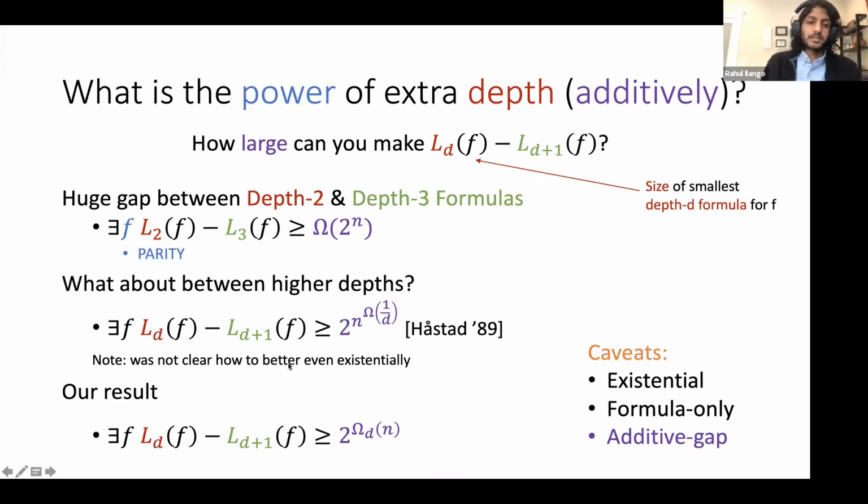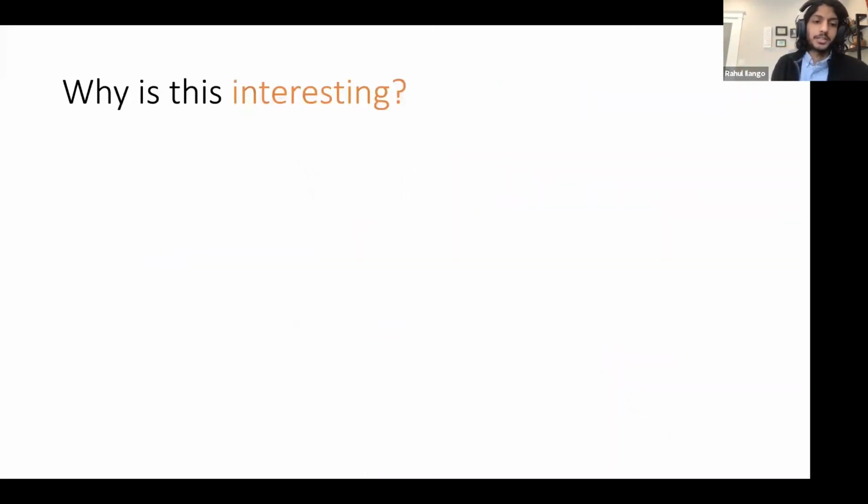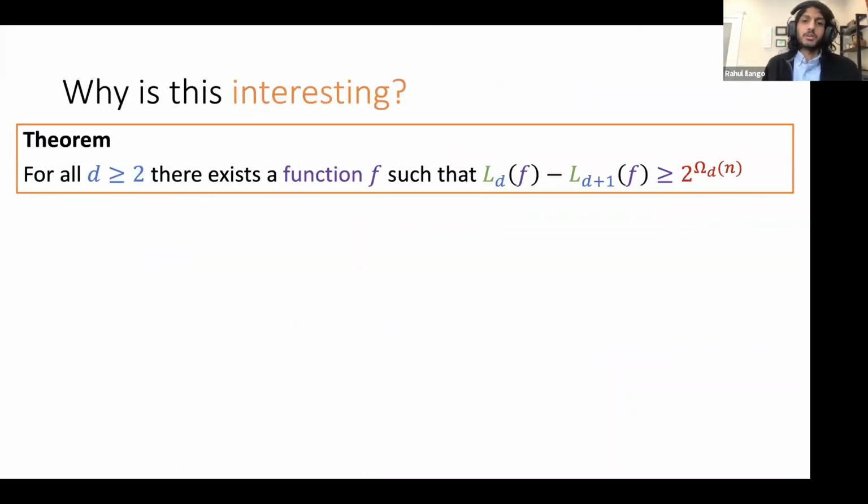So any questions about the setup? Okay, cool. So let me talk a little bit about why this is interesting and how it's proved. So I've just restated the theorem here. It's exactly what I said on the previous slide. So one thing that's interesting about this is it gives pretty good parameters. If you're going to try and prove this using things like the switching lemma, it's not clear how to get a dependence on D that's this good.